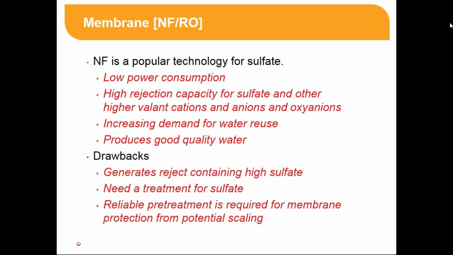But the disadvantage is the reject produced in the nanofiltration is high in sulfates, and you need a sulfate treatment technology. Also, any membrane technology needs good pre-treatment because there can be a potential for scaling, like particulates. And number two, heavy metals. Typically, mine water has heavy metals like aluminum, iron, manganese, molybdenum. All these are foulants to the nanofilters as well as to reverse osmosis.